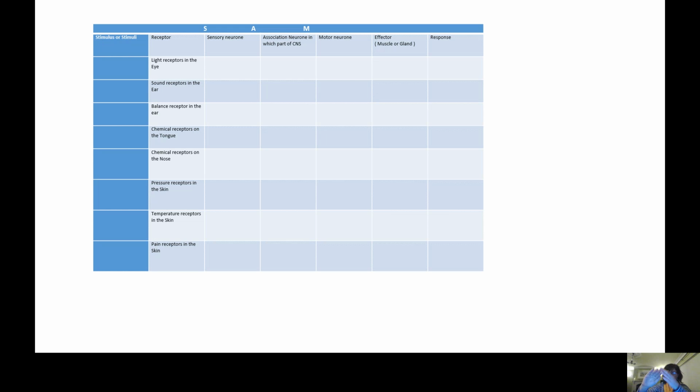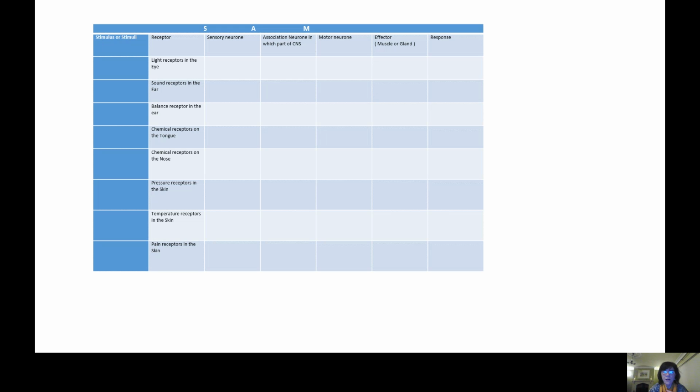So you touch the hot object. The information, so what are we putting in here? Stimulus, hot pan, you've burnt yourself. Temperature receptors in the skin go along a sensory neuron, a big long neuron, all the way up to your spinal cord. Doesn't go to your brain, you don't think about it. It does a loop back at your spinal cord.